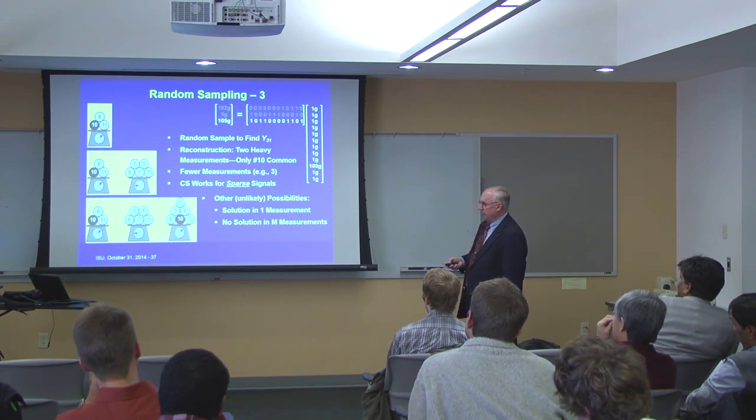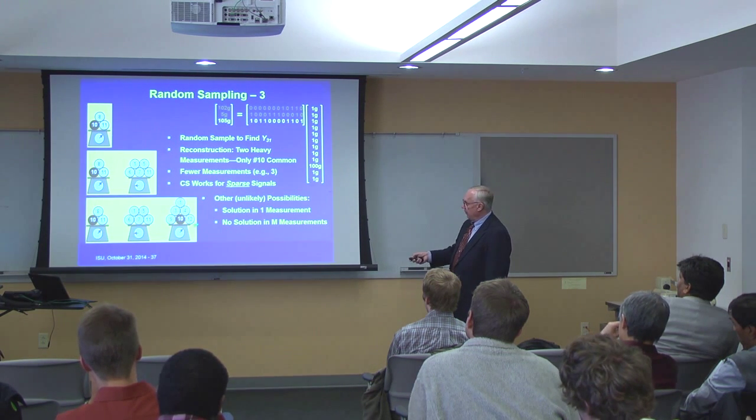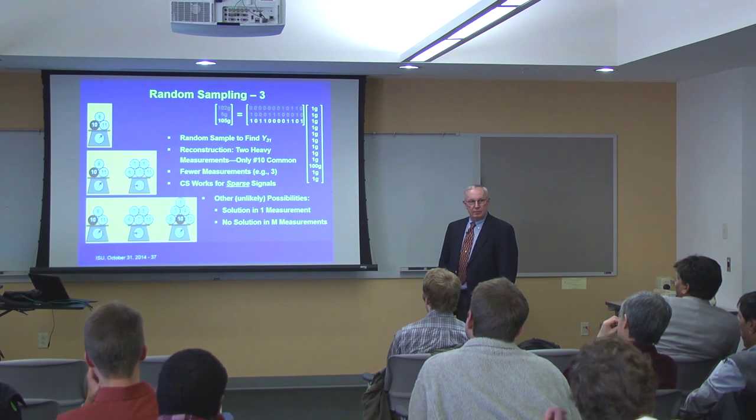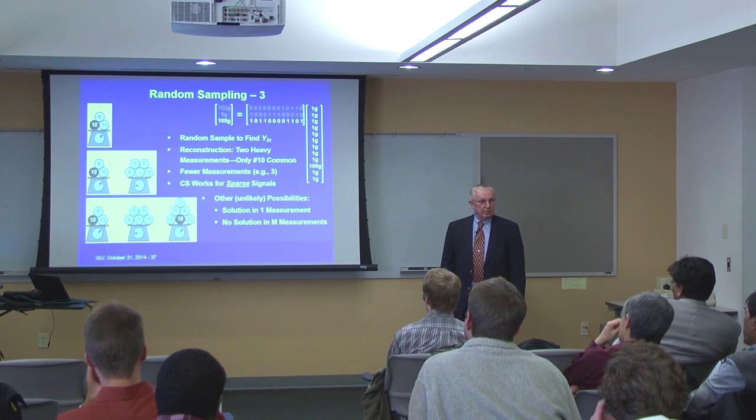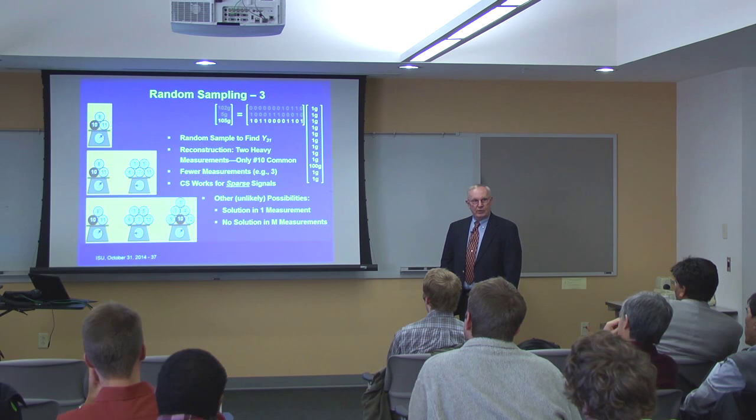Ah, we're done. Why are we done? Can anybody see? If you look at these three sets of data, what do you get out of that? It's two heavy sets, but what's common between the two heavy sets?